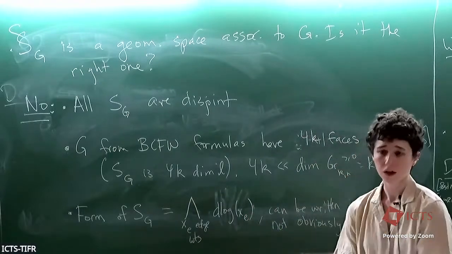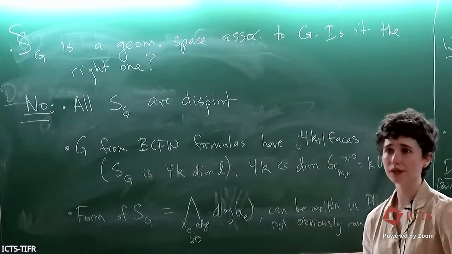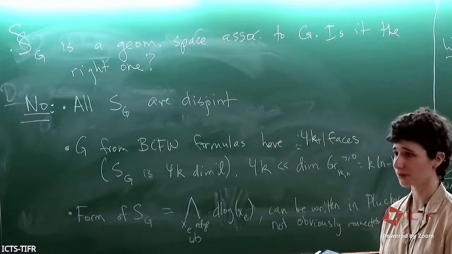Okay, so that's where we stand. We started with graphs, we wanted geometric objects associated to them, we got some, but they're not the right ones. So what do we do?